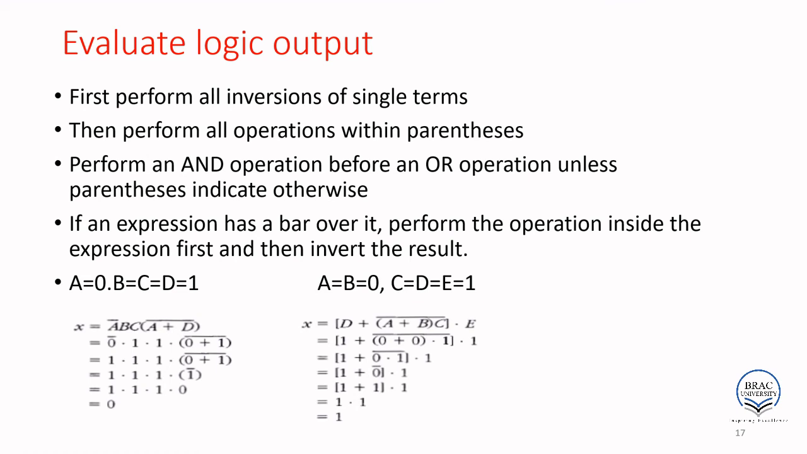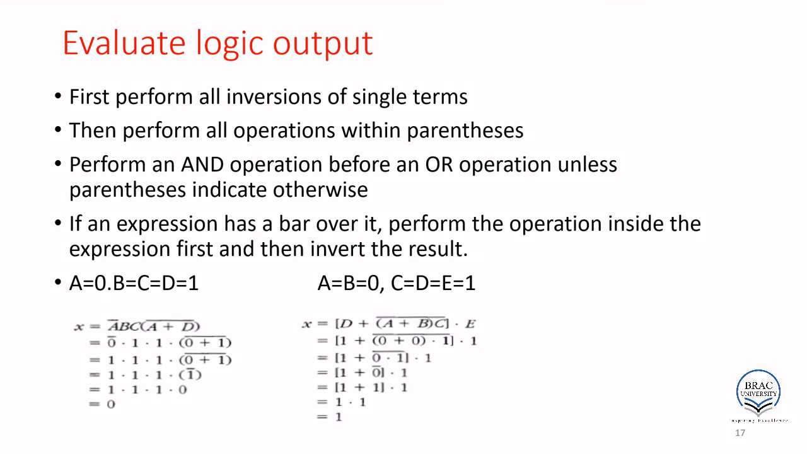Then perform all operations within parentheses. So you have the parentheses A plus D prime. Here A is 0, D is 1, put the values and prime. So do the operation: 0 or 1 is 1. Then 1 prime is 0. So this part is done.